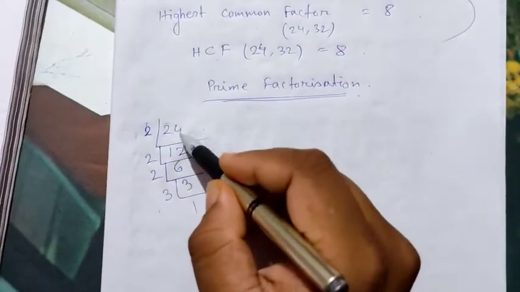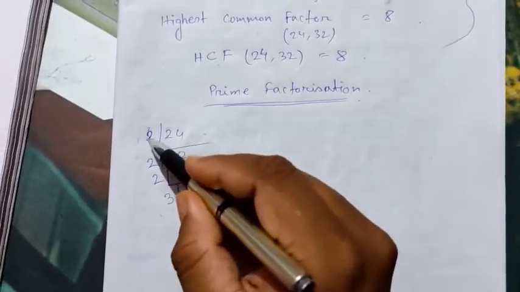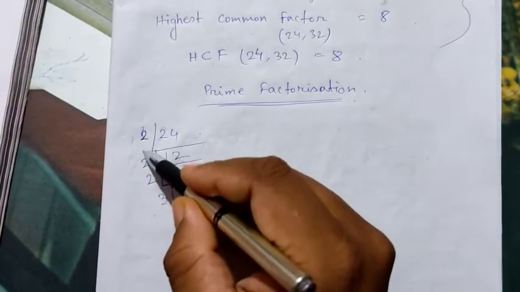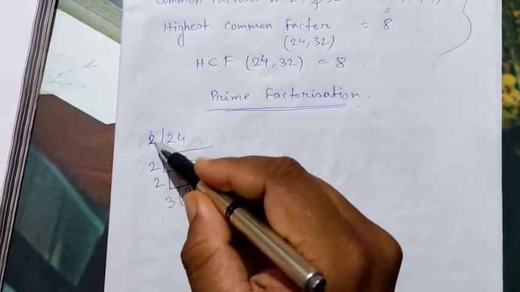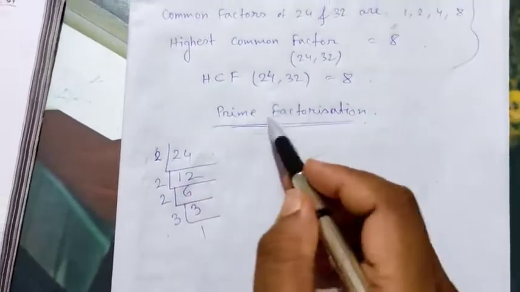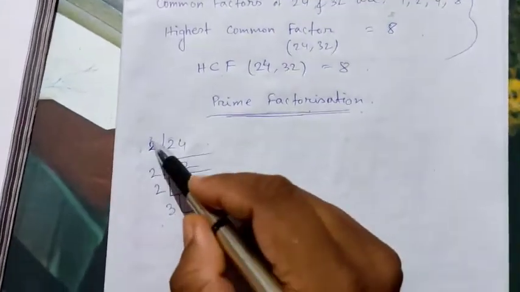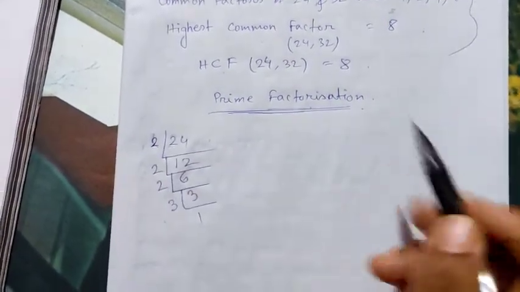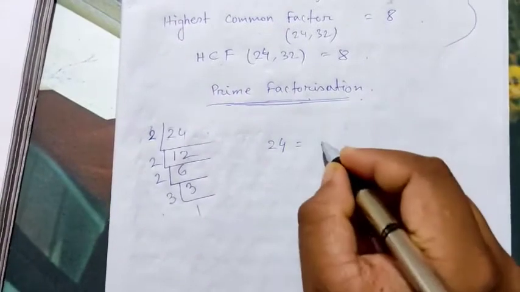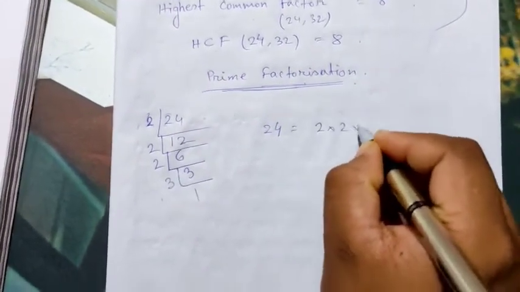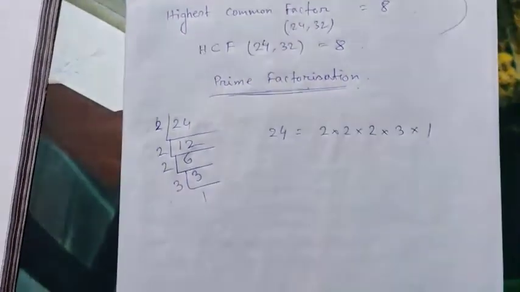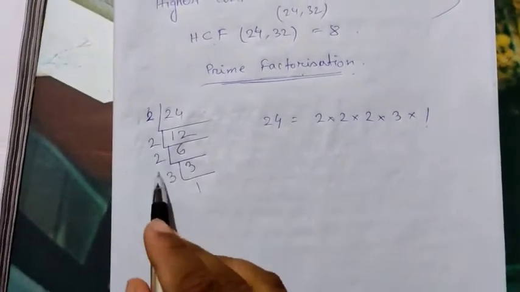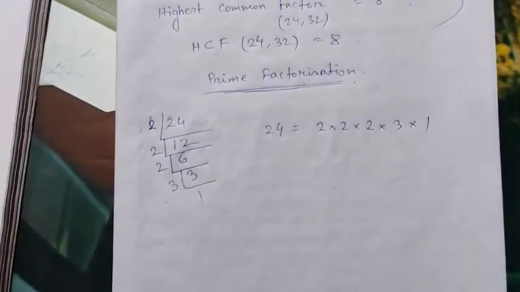Listen here, 24 is also divisible by 4. So can we give 4 here? No, because 4 is not a prime number. In the prime factorization method, we have to give only prime numbers as factors. So 24 can be written as 2 into 2 into 2 into 3 into 1. If you multiply these factors, you will get 24 only.